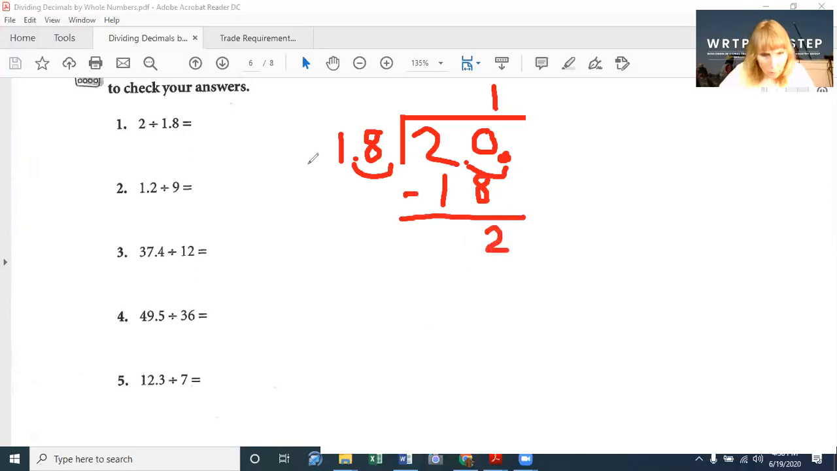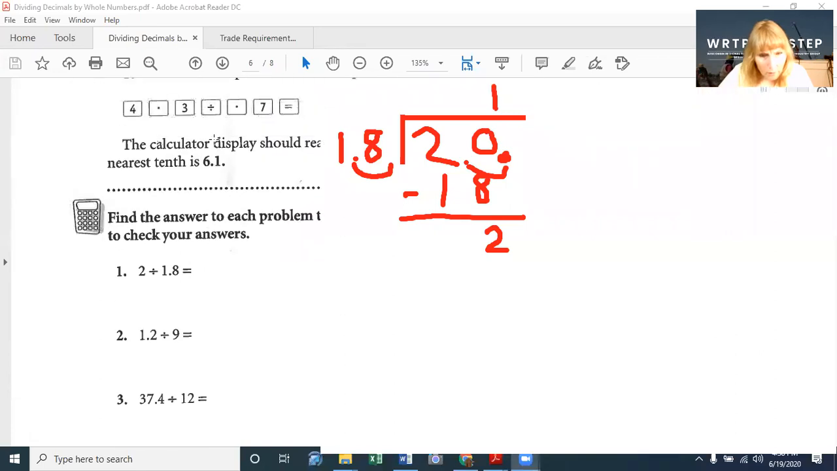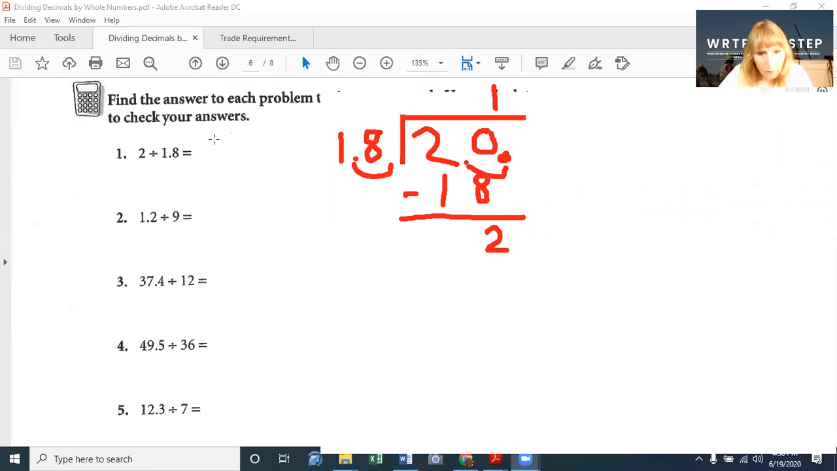Now, I don't know if it told us, let me just scroll up for a minute. Find the answer to each problem. I'll look at it on my paper here and see what the instructions tell us, how far to go to. It says, find the answer to each problem to the nearest tenth. Okay, so we are going to divide to the nearest tenth. So we haven't gotten there yet, so we're going to make sure we put our decimal in here. And we're going to keep going.